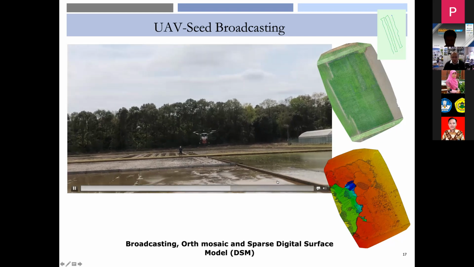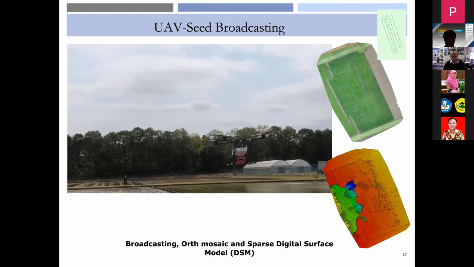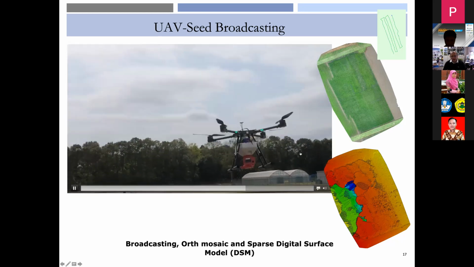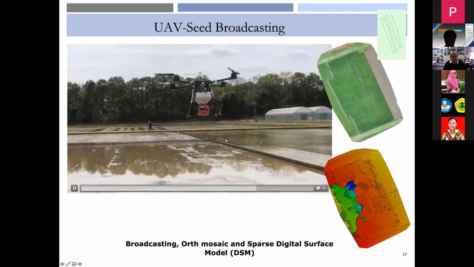After that, we tested germination density and other things. It is still not promising, but there is more chance to implement this sort of research in the future. You can see seeds coming down.